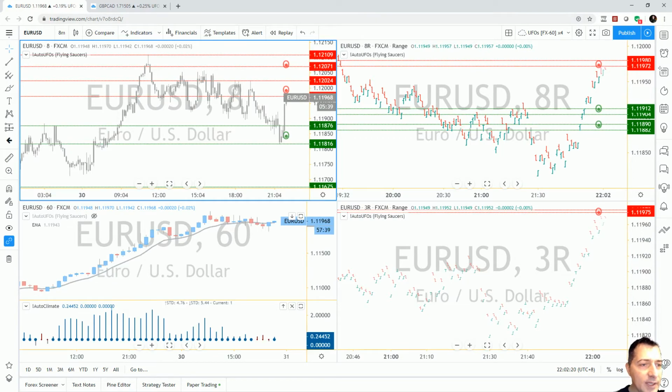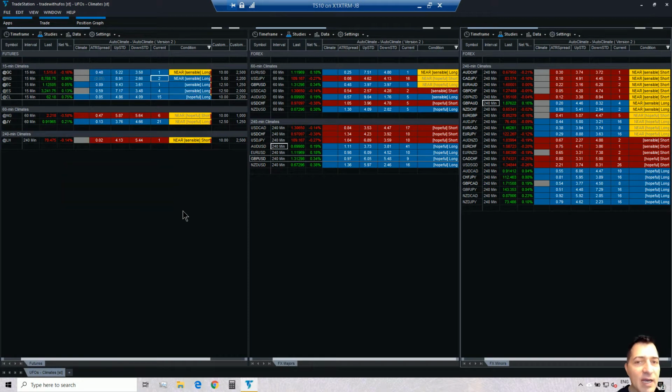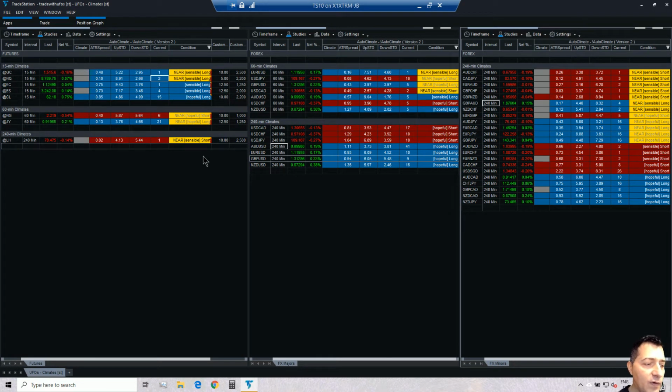And of course, to help us with setting up the trades and finding the opportunities without having to go one chart at a time, we got TradeStation with a beautiful and very convenient red screen where we are running auto climate, and we are looking for the golden color alerts, which are basically pointing at what could be potential opportunities for us to plan and execute.